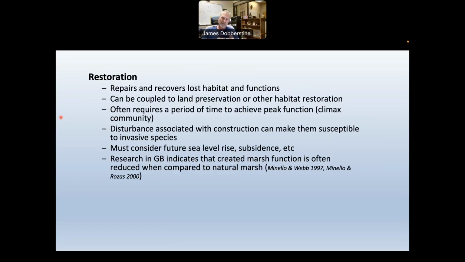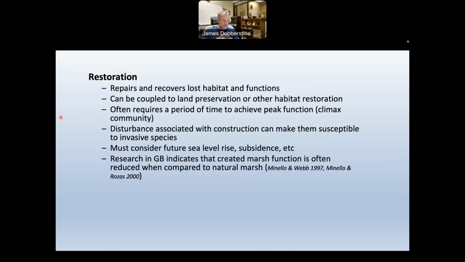But one thing in particular that can be problematic are invasive species. Where you have a disturbance, that's often a really good opportunity for invasive species to come in and colonize because they have competitive advantages. They don't have predators. In many instances, they're very well adapted to these conditions. And if they're already established in the area, it's pretty easy for that to come in.